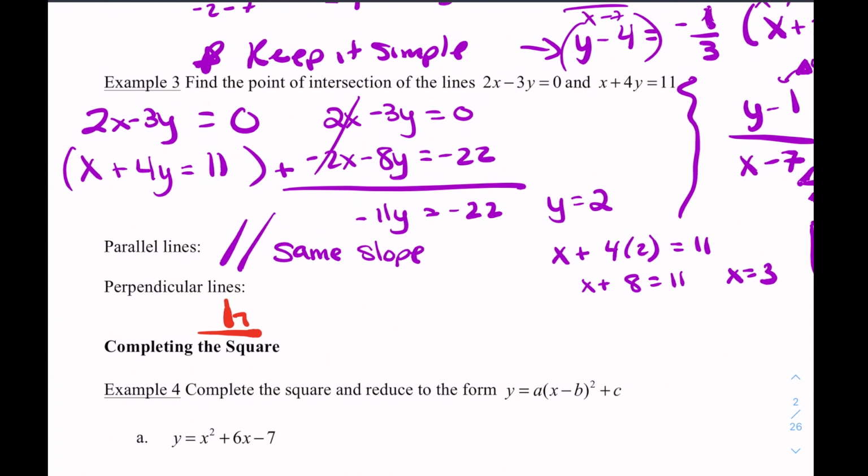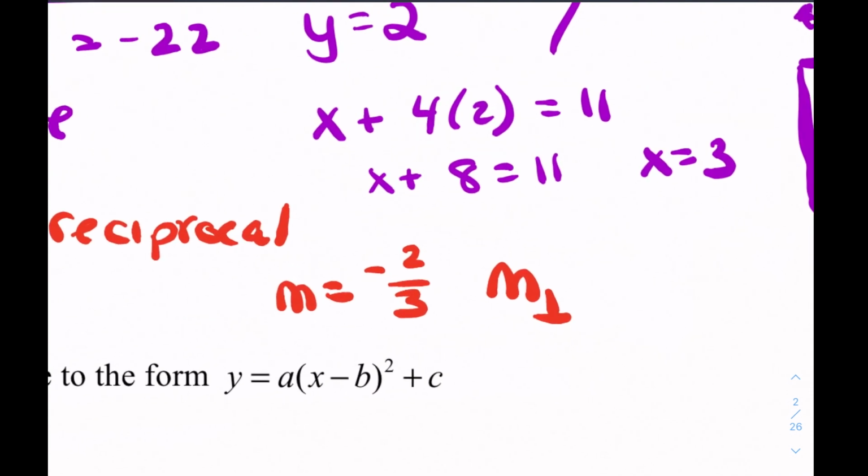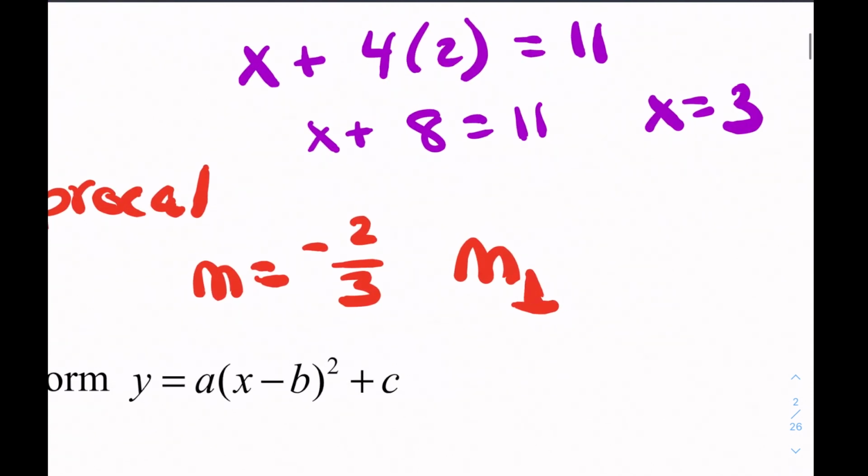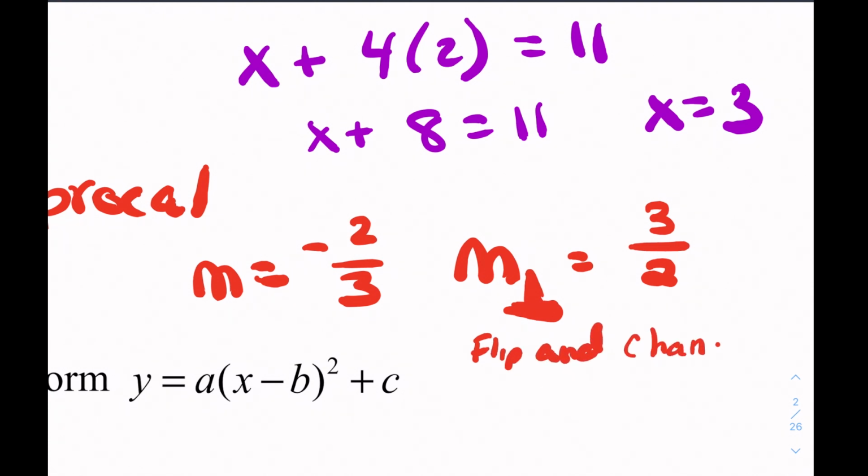We do the opposite reciprocal slope. So in this case, if our slope originally is negative 2/3, then our normal slope, or our perpendicular slope with that upside down t, would be positive 3/2. Flip the guy, change the sign. Flip and change.